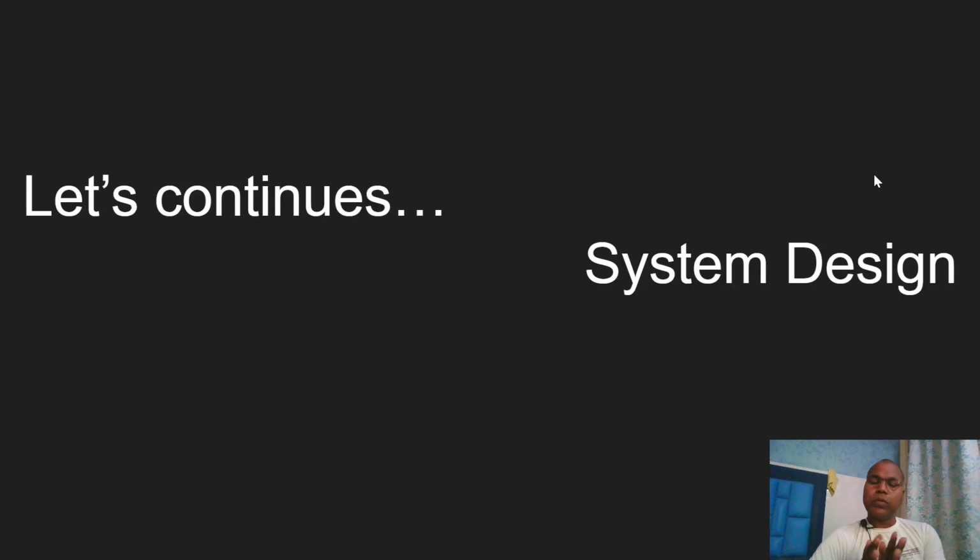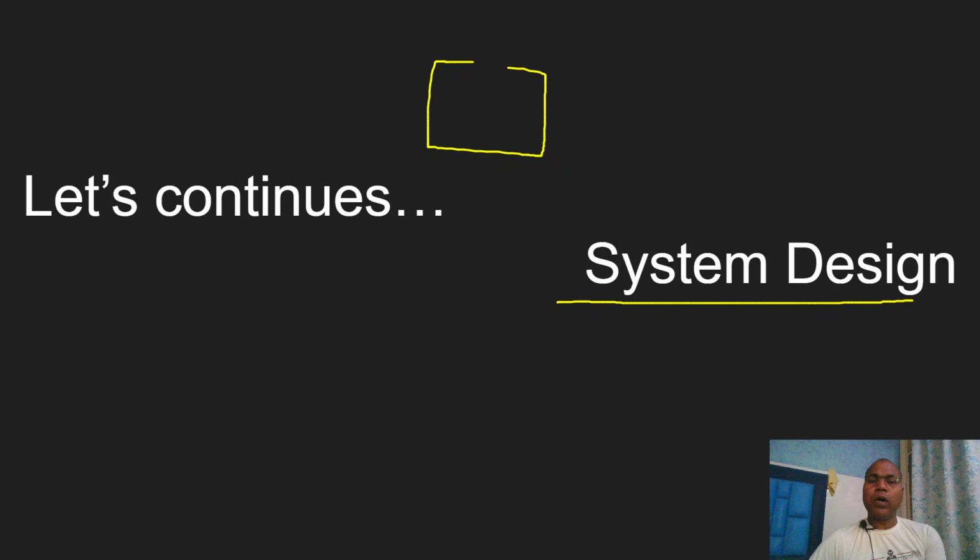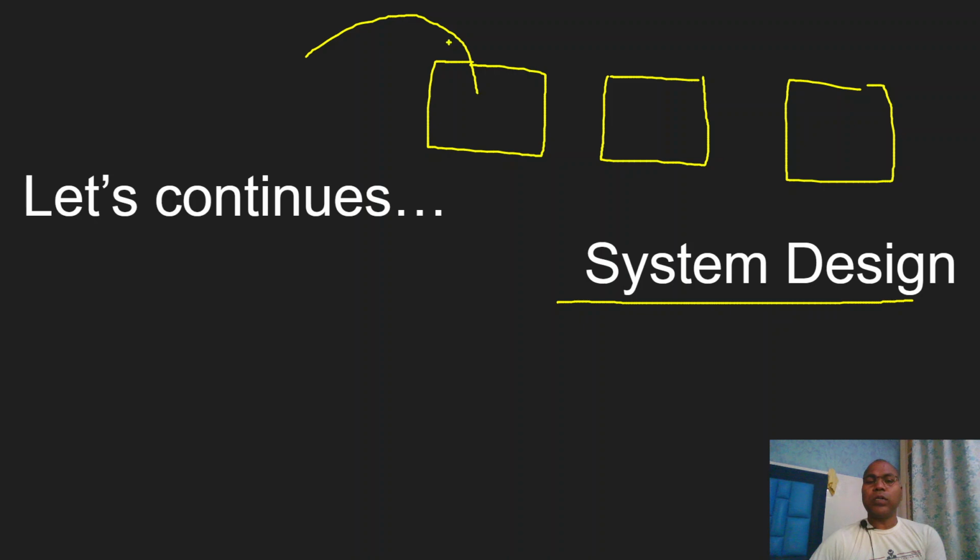Let's continue system design. Today, I am going to discuss one of the key basic concepts of system design, which is consistency. In a distributed environment, let's say you have added multiple nodes or multiple servers, and you are storing data here, data storage here, data storage here, maybe replicated in different places.